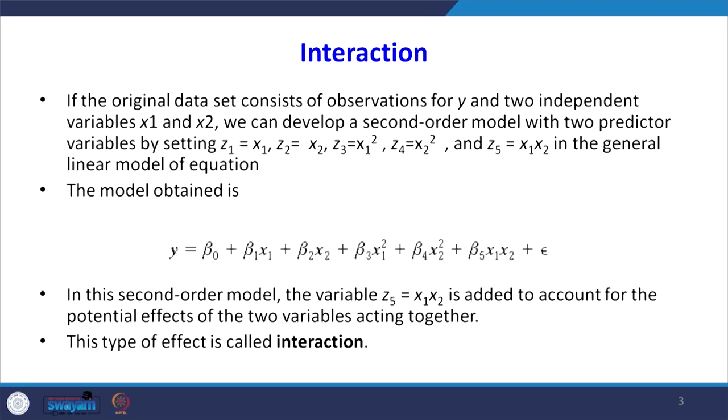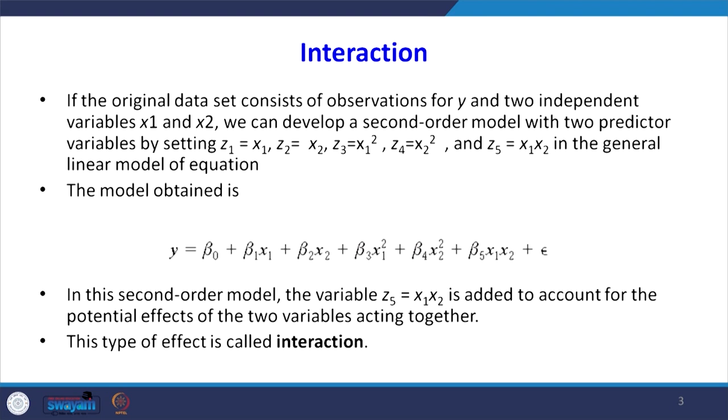First, we will see what interaction is. If the original data set consists of observations for y and two independent variables x1 and x2, we can develop a second order model with the two predictor variables, setting z1 equal to x1, z2 equal to x2, z3 equal to x1 square, z4 equal to x2 square, and z5, the fifth independent variable, equal to x1 times x2 in the general linear model equation.